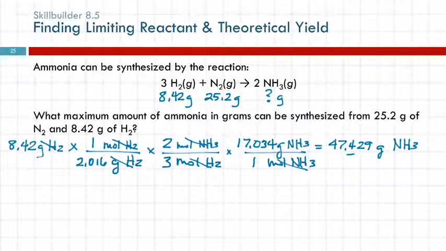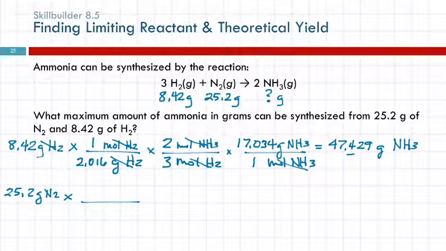What do we need to do next? The second equation. So we figured out if we use up all the hydrogen, we can make this much. Now we have to see, well, what if we use up all the nitrogen? You can't tell by looking at them, well, this is much smaller, that must be limiting. Not necessarily. You gotta just do the calculation. So 25.2 grams of nitrogen.